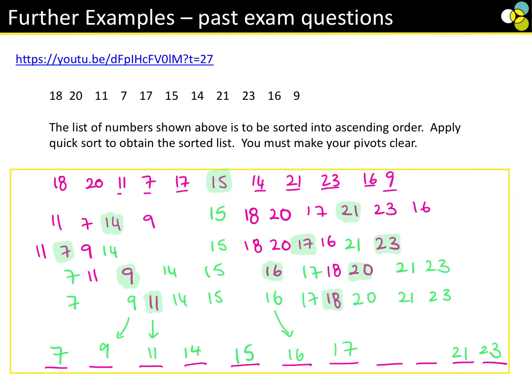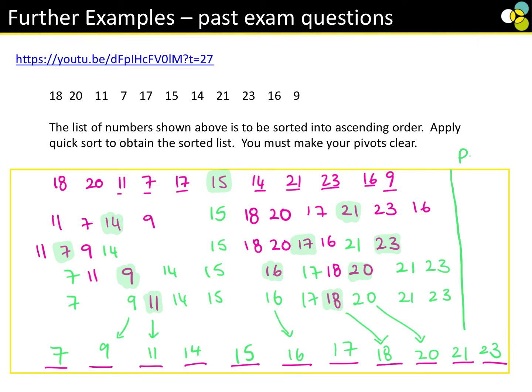16, 18, and 20. Okay. My pivots are highlighted when we chose them as pivots. And then after they've been chosen as a pivot, they are stuck where they are. We can't swap them around, okay? So that's why they're then in green.